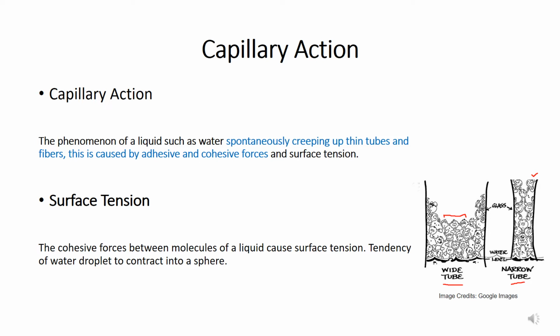We can take the example of water in a glass. If you see the top layer of the water, it behaves like a stretched membrane. This is due to the cohesive forces between the water molecules. And if you see a water droplet, it forms a spherical shape, and this is also due to the phenomenon of surface tension.